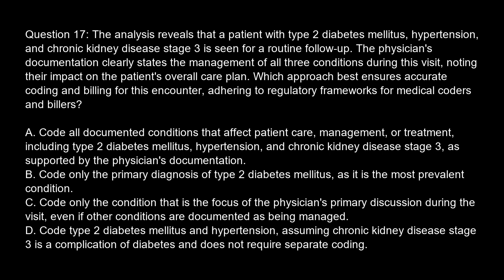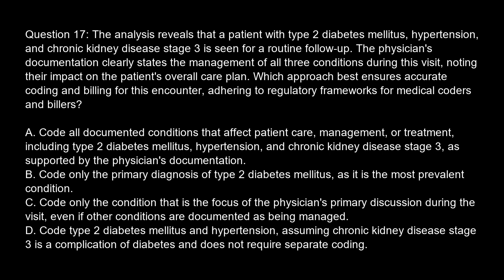Which approach best ensures accurate coding and billing for this encounter, adhering to regulatory frameworks for medical coders and billers? Option A. Code all documented conditions that affect patient care, management, or treatment, including type 2 diabetes mellitus, hypertension, and chronic kidney disease stage 3, as supported by the physician's documentation.